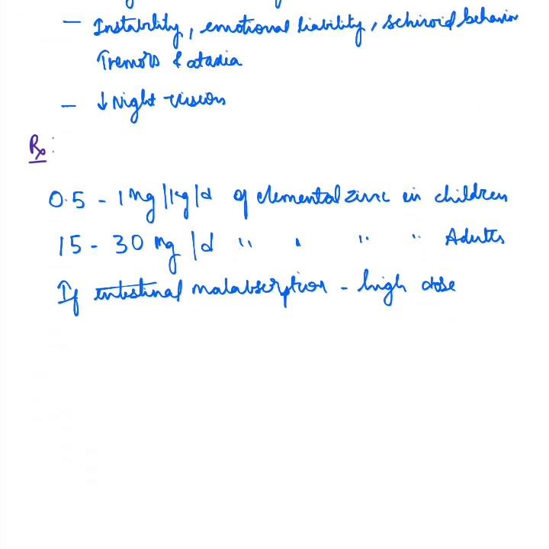Coming to management, 0.5 to 1 mg per kg per day of elemental zinc in children and 15 to 30 milligrams per day of elemental zinc in adults ought to be supplemented. If intestinal malabsorption is present, then high doses of zinc supplementation or the parenteral route can be preferred.